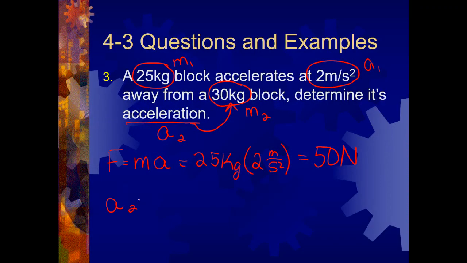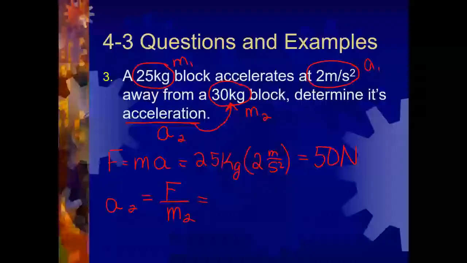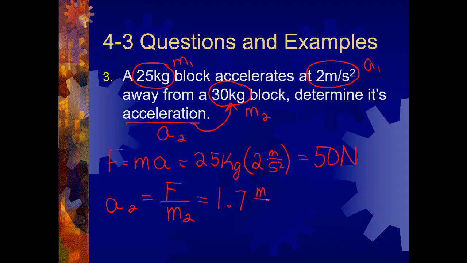So the acceleration of mass 2 is the force that we just found divided by mass 2. Plugging in, that's going to be 50 newtons divided by 30 kilograms, and we're going to get 1.7 meters per second squared. Notice that the force is the same between the two objects. That is Newton's third law of motion.